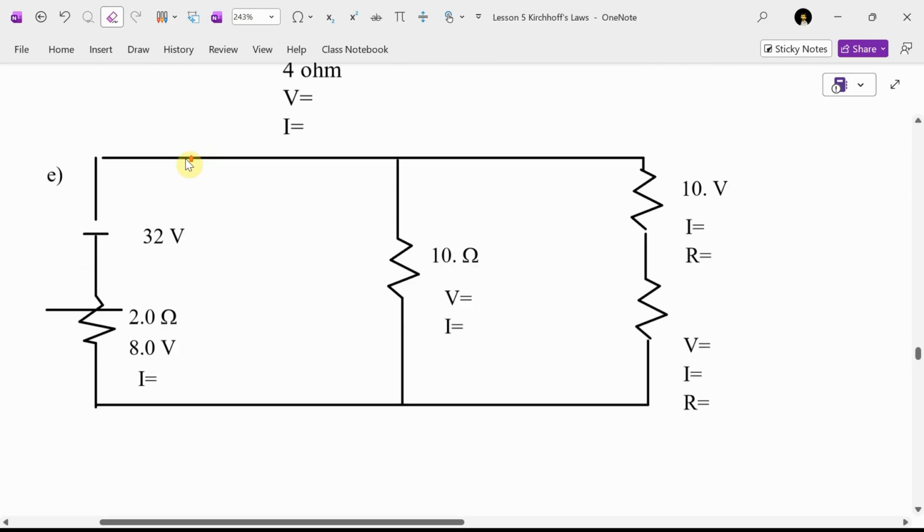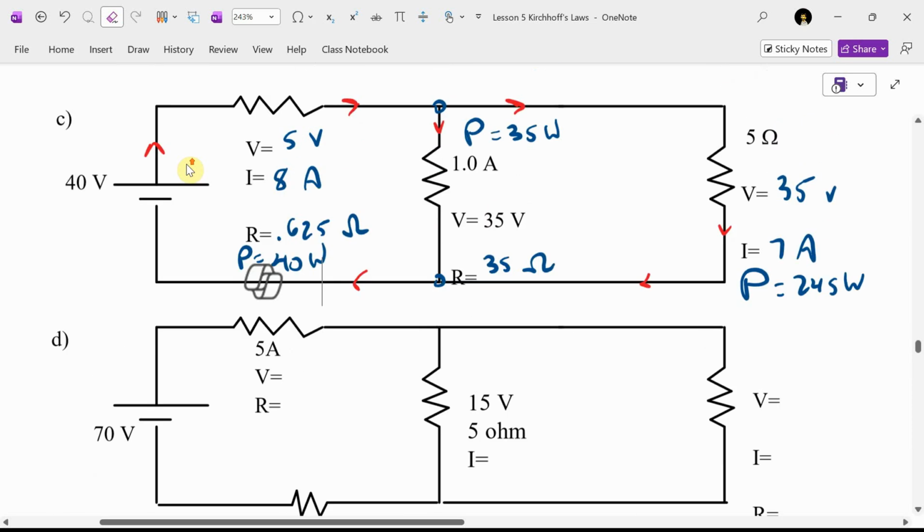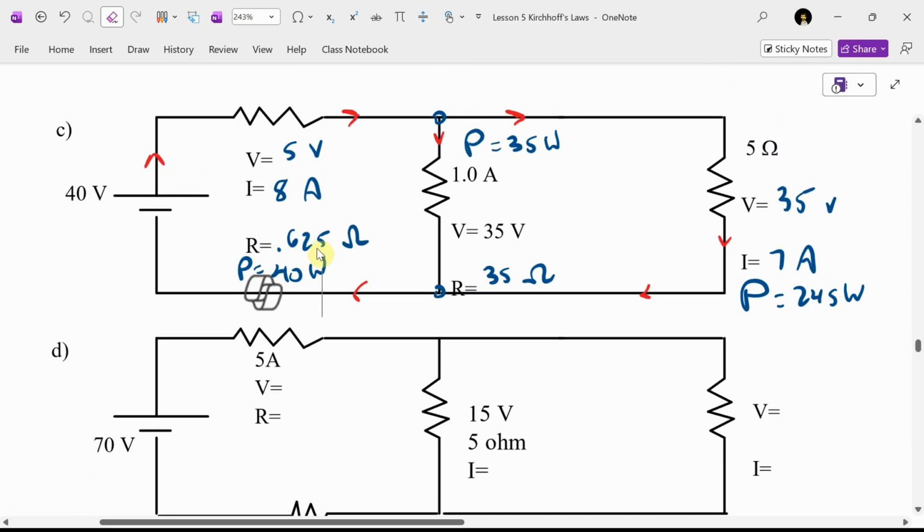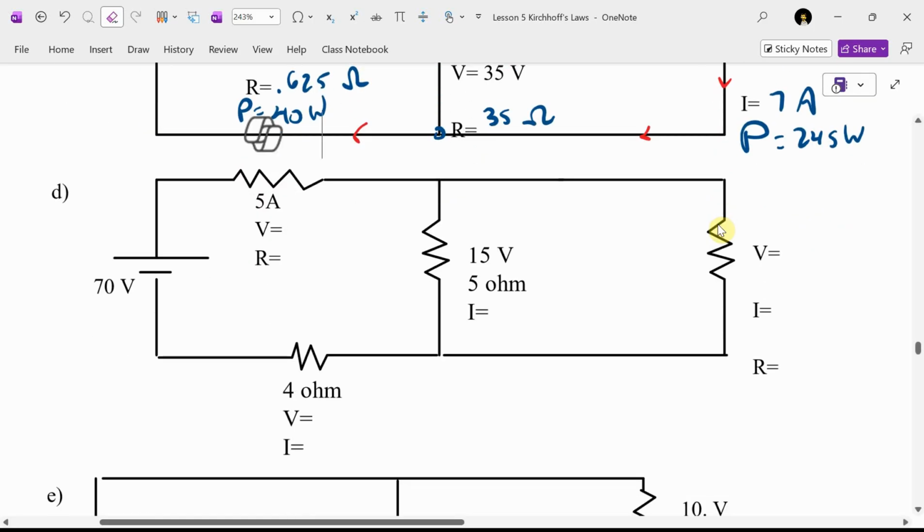Is that right? I got 0.625 ohms, 40 watts, 35 watts, 35 ohms, 35 volts. I already did that. 7 amps, already did 245 watts. And you know what? I was going to say the right-hand one is the brightest bulb. I'll bet you that's not a light bulb. 245 watts, that's something else. Typically, light bulbs max out at about, sorry, you can get massive light bulbs. Stage lights, for example, are much brighter, much more wattage than that. But all right, let's do another one.